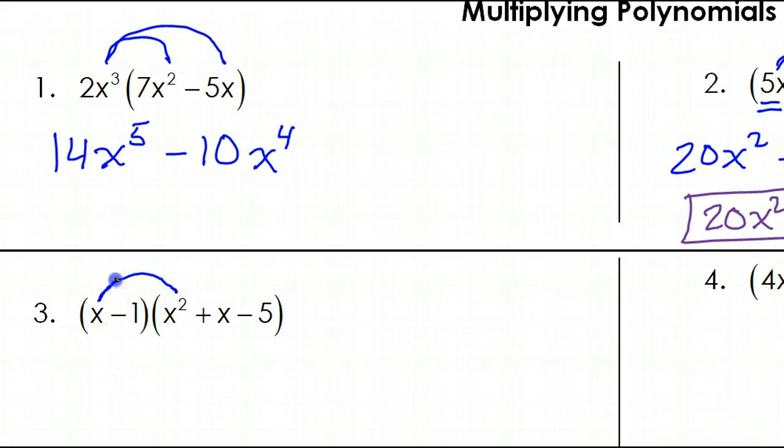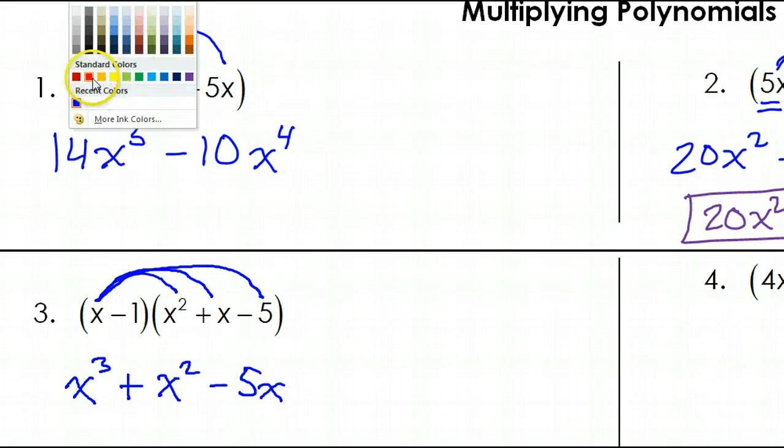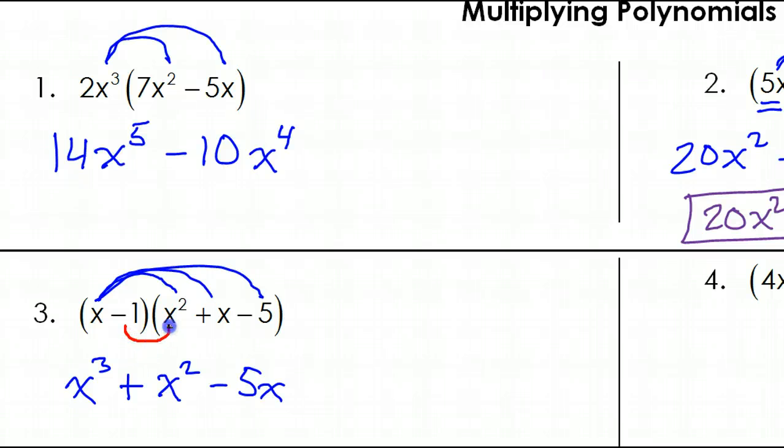If we distribute the x, then that's going to give us x to the third power, and then plus x squared, all right, x times x. Then x times negative 5 is negative 5x. And then we will distribute this negative 1. All right, negative 1 times x squared is negative x squared. Negative 1 times x is negative x. And negative 1 times negative 5 is positive 5.